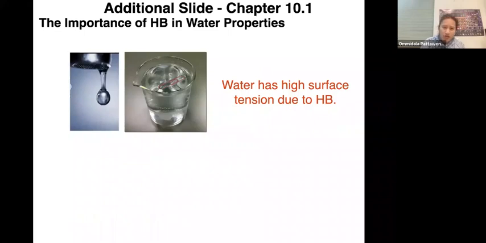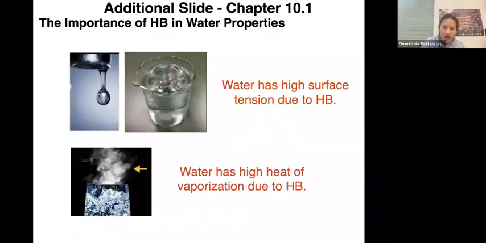All right, hydrogen bonding is also responsible for other properties of water as well, such as high surface tension, which we're going to learn later on in this chapter, and it also causes water to have a high heat of vaporization. So all of this is due to hydrogen bonding.